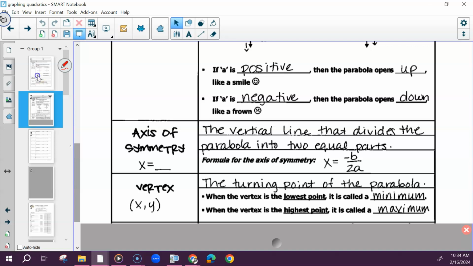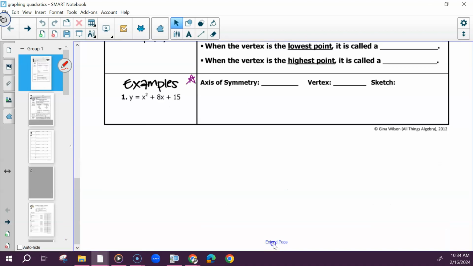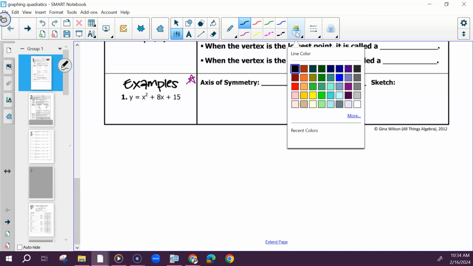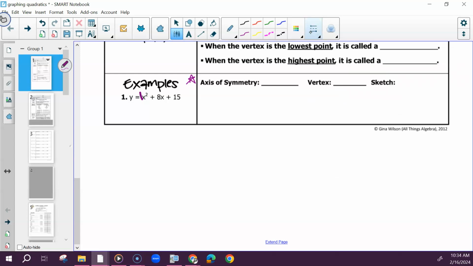We're going to start with example 1. The order in which we do this doesn't really matter, but I can look at this example. The a value in front of your x squared is invisible, but there is a 1 there, which means it's positive. And if it's positive, we know this is going to face up or down. Up. I'm just going to put that so we know for later.